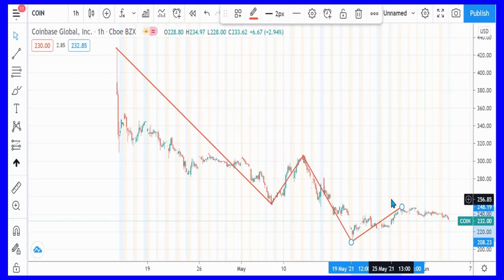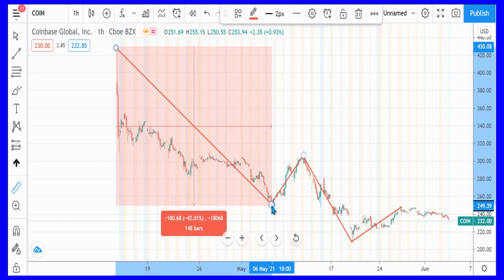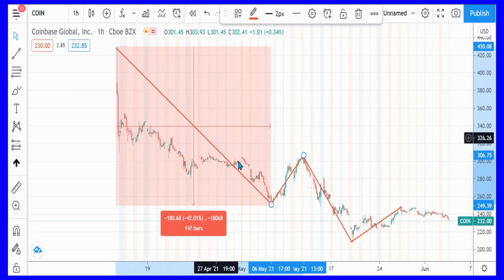Now we will use our ruler to do the measurement. We'll take from the high here all the way to the low here. Try to remember this: the price difference is $180. That is during the first phase of price fall. During the price fall here, we have a fall of $180.